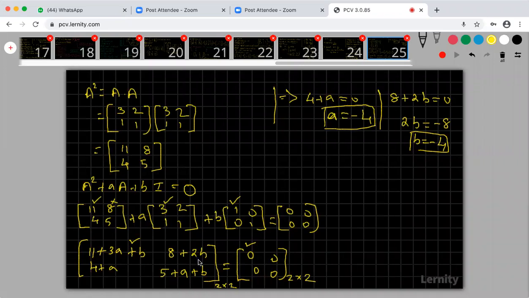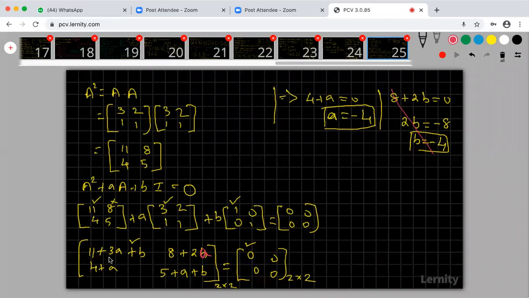I'm sorry, it is not 2b. This is actually 8 plus 2a. This is not b, this is a. Your b is 0 here. This is 2a only, so therefore that is not possible. This is correct: a is minus 4 is correct.